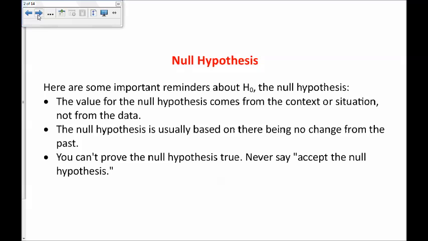Also very important, you can never prove that the null hypothesis is true. We can only reject it or fail to reject it. You should never say the words "accept the null hypothesis."